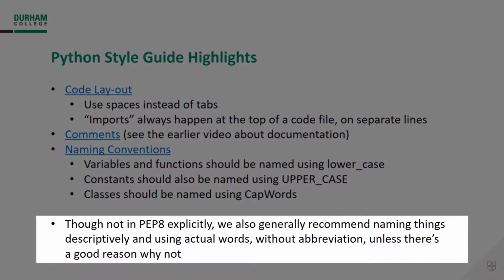Though it isn't in PEP8, because we're learning to be good programmers, we're going to generally recommend as instructors in this course that you name things descriptively and using actual words without abbreviation unless there's a good reason why not. Some abbreviations are fine. I tend to tolerate things like min and max because we all kind of know what those mean. But there are other times when people use variable names like p. I don't know what p is. And so I tend to like to avoid those things where the meaning of the variable isn't there.